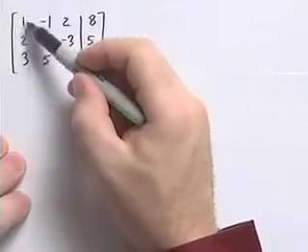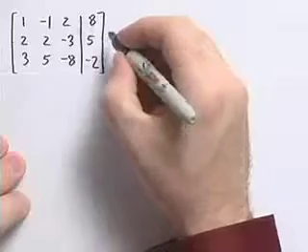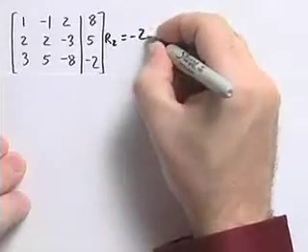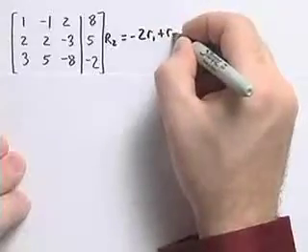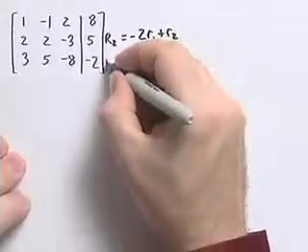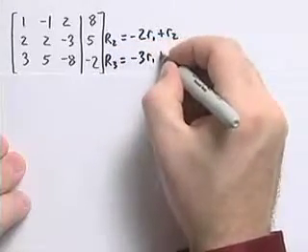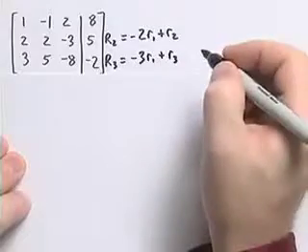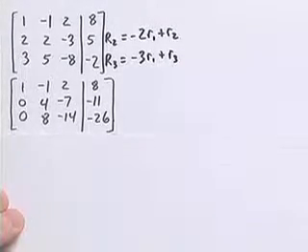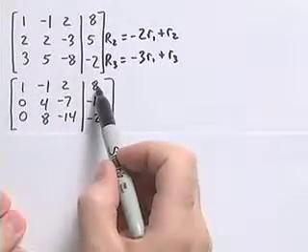After we get this 1 in the upper left corner, we'd like to get zeros underneath that. To do that, we're going to make our new row 2 equal negative 2 times row 1 plus row 2. And we want a 0 here so we can change row 3 at the same time. Our new row 3 will equal negative 3 times row 1 plus row 3. If we perform those operations, we get the following matrix. We did not change row 1, so we just rewrite that.